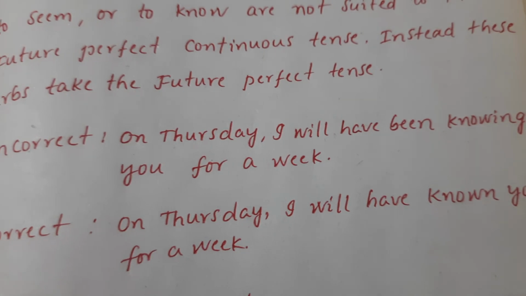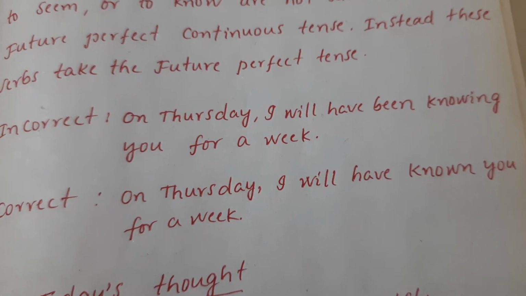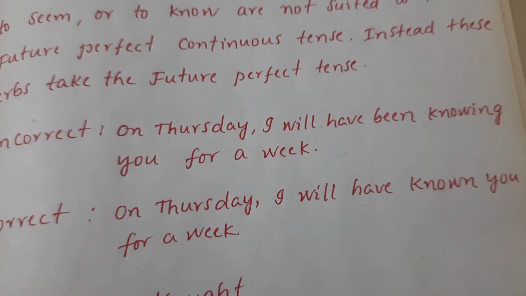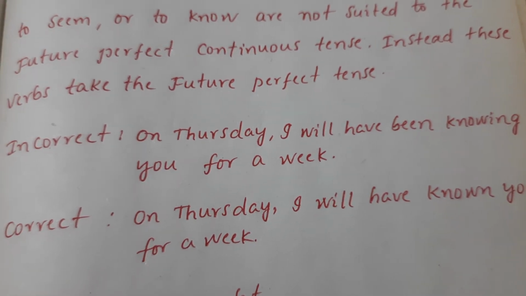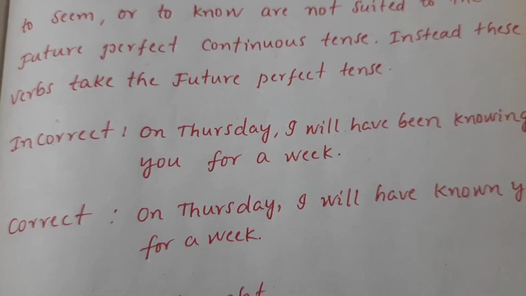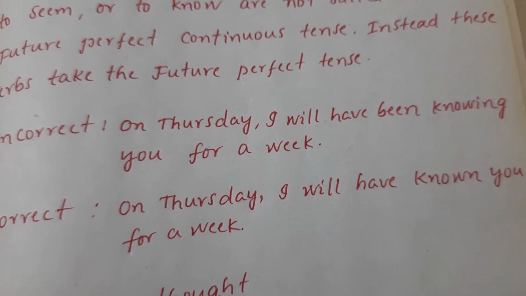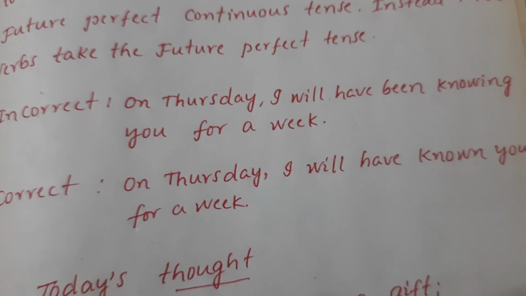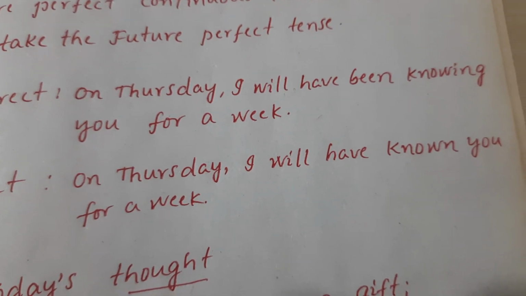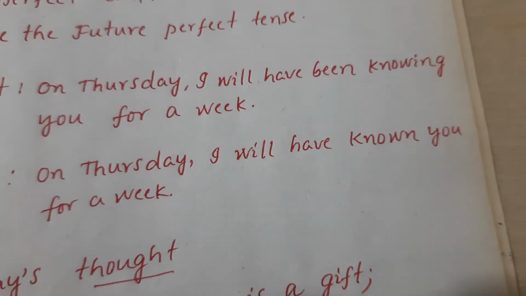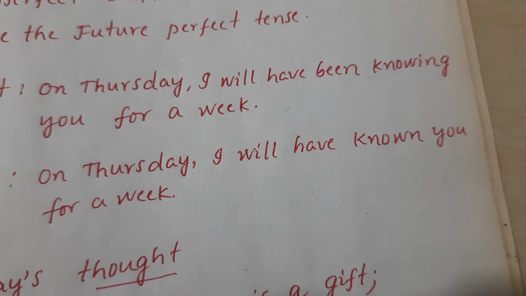For example, you can see, "On Thursday I will have been knowing you for a week." Know is a non-action verb, right? So we cannot use it in the future perfect continuous tense. "On Thursday I will have been knowing you for a week." This is a wrong sentence, incorrect. What is the correct sentence? "On Thursday I will have known you for a week."